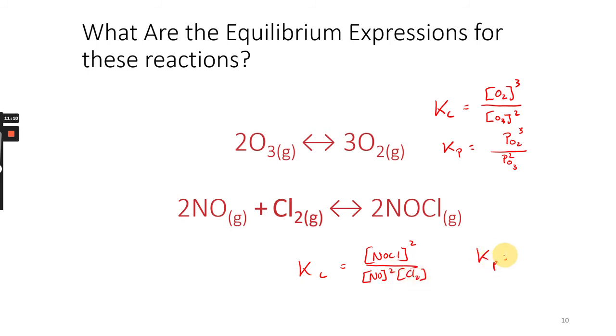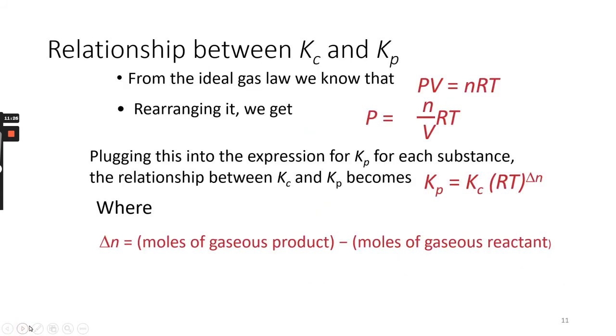And for the pressure, take the partial pressure of NaCl squared divided by the partial pressure of NO squared times the partial pressure of chlorine. So those are your equilibrium expressions. What is the relationship between Kc and Kp?